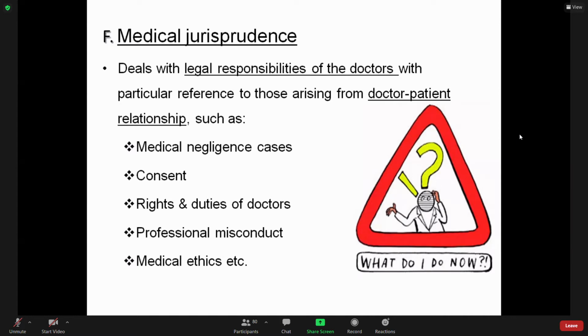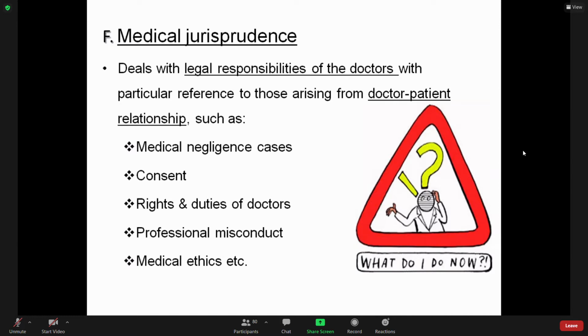Now, ke garyo bhane chai professional misconduct. Again, one example: a doctor is intoxicated with alcohol, may it be alcohol or some kind of a substance abuse, and goes to a patient to examine. No? That becomes professional misconduct.